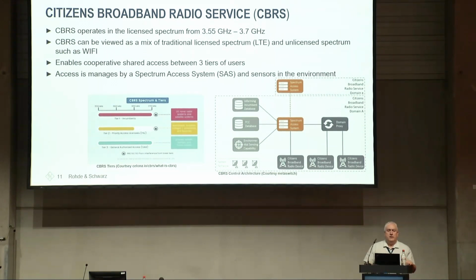So this is an example of where there is some kind of central place which monitors and grants or denies access to the users. And you can see a picture here. So the tier 1s are the incumbents. Typically, most people would think this is some of the older Navy radars. The tier 2 are the licensed access, what are called the PAL, the priority access license. And then tier 3 is the other generally authorized access users. And of course, tier 1 has priority over tier 2, and tier 2 has priority over tier 3.